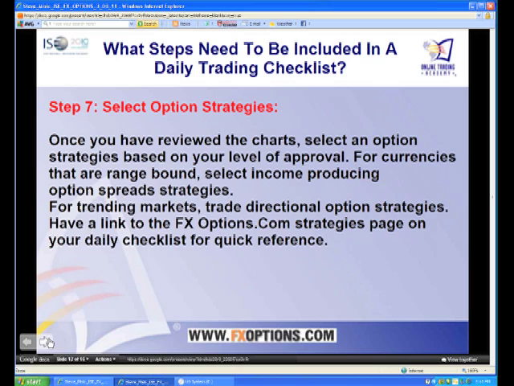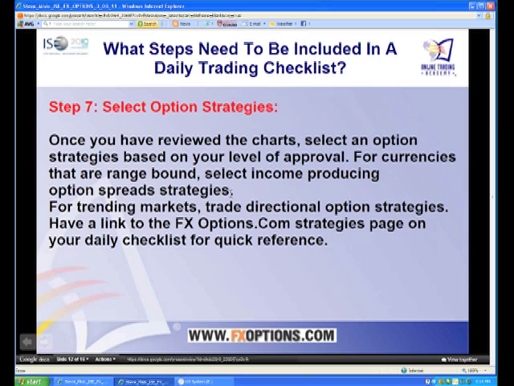So then I'm going to select the option strategies based on what I've seen. If I look at my charts and I see that I have a range-bound market, I can do income-producing option spreads if I'm approved for that. And I can also do directional spreads if I see a trending market.